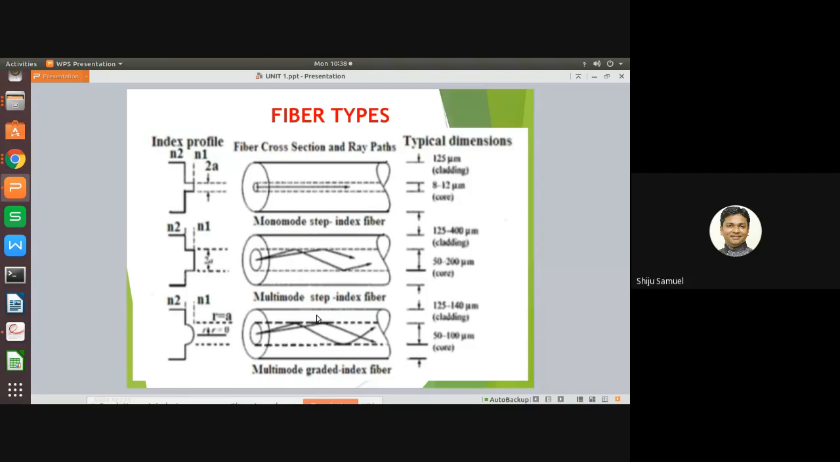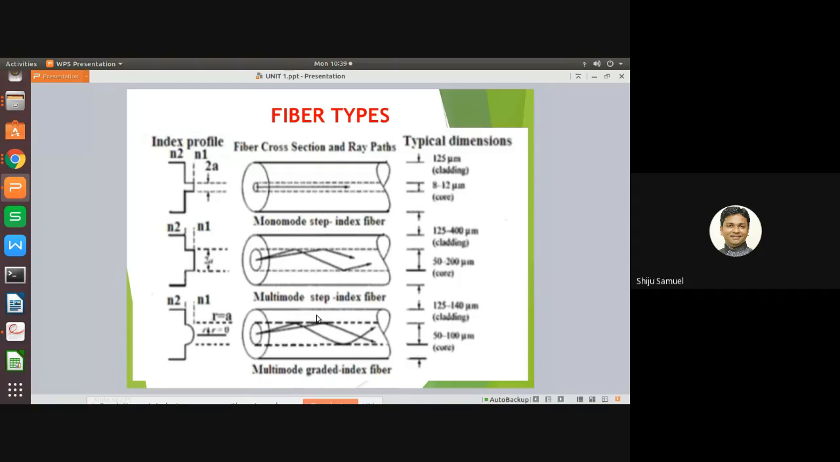Okay, if you are observing the core layer, in the core we mentioned dotted lines. In the dotted lines its width, or we can say its diameter, should be 2a. It is the core diameter, and it is mentioned as 8 to 12 micrometer only. So 8 to 12 micrometer, that is the core diameter. And if you are observing the cladding diameter, that is 125 micrometer.